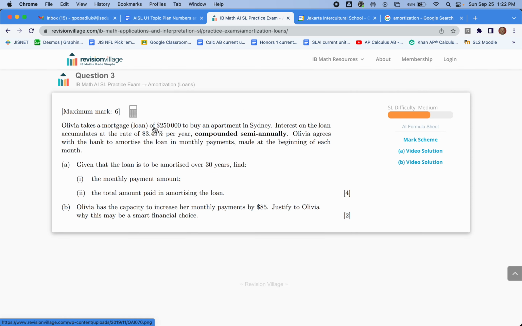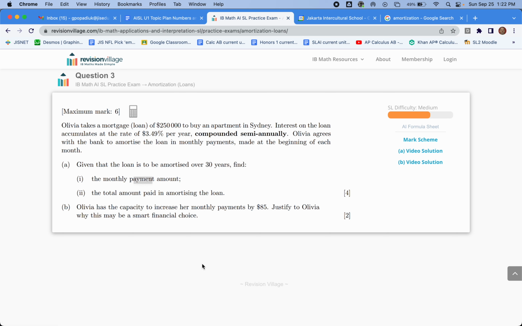Olivia takes out a mortgage of $250,000 to buy an apartment in Sydney. So that's the loan amount. The interest rate on the loan is 3.49% per year, compounded semi-annually, so this means twice, 2 times per year. Olivia agrees with the bank to amortize the loan in monthly payments, made at the beginning of each month. With these loans, just like with annuities, whether payments are at the beginning or end matters. So part A, question 1: what's the monthly amount if the loan is to be amortized over 30 years?